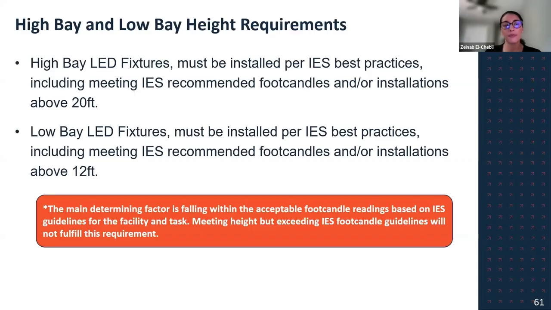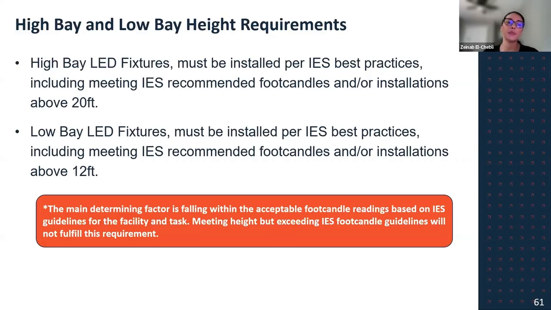The installation height for low bays is a little bit different. It is at a 12-foot height. The main determining factor is falling within the acceptable foot candle readings based on the IES guidelines of the facility and task. Meeting the heights, but exceeding the IES foot candle guidelines will not fulfill this requirement.